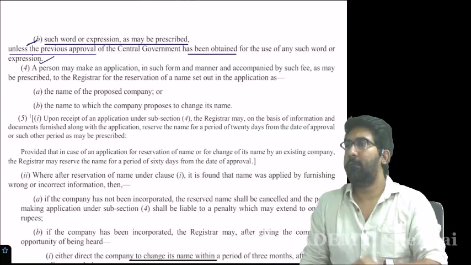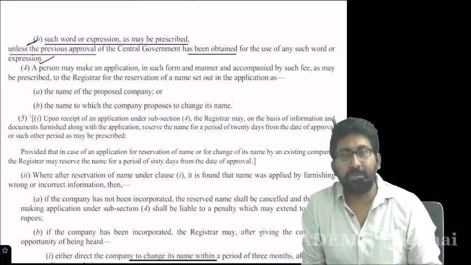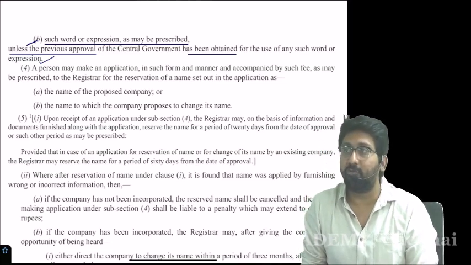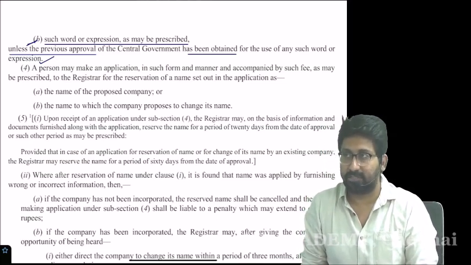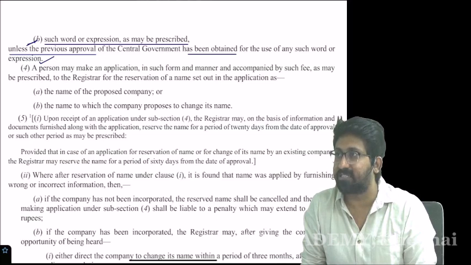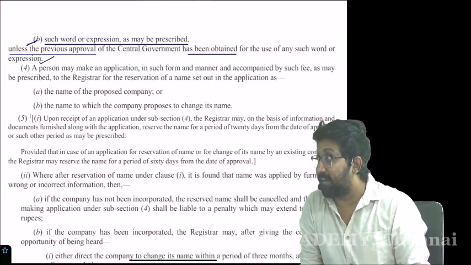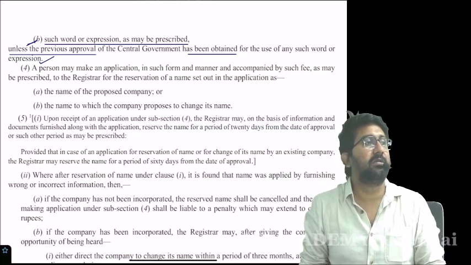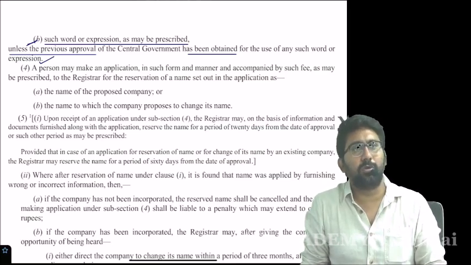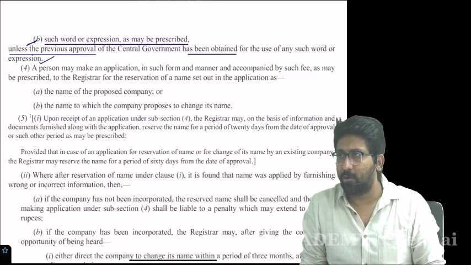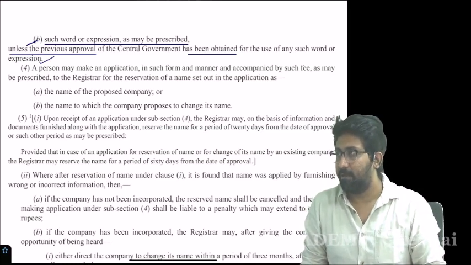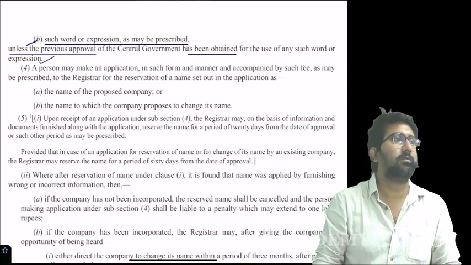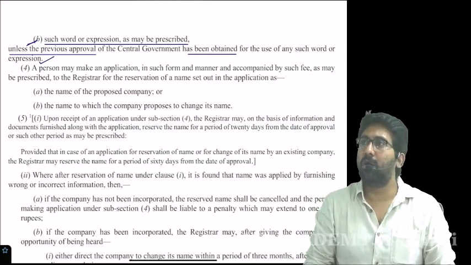Now tell me, this is a prohibition or restriction? Whatever you are reading, section 4, subsection 3, clause B, is it a prohibition or restriction? What is the difference between prohibition and restriction? Prohibition means you should not do. Restriction means you can do with necessary permission. So this is a restriction or prohibition? Everyone? Restriction. Very good. What are those restrictions?